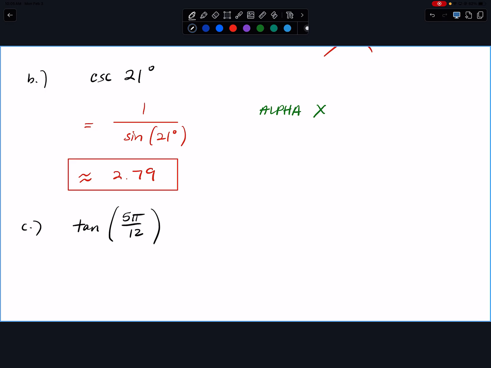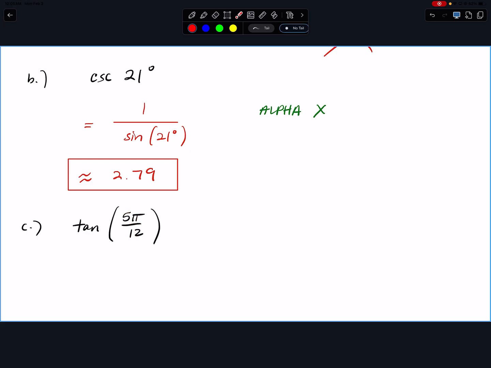Now, notice that there's no degree symbol. If there is no degree symbol, automatically assume it's in radians. Okay? Another way that you guys can assume it's in radians is if there's a pi. So no degree symbol and or a pi in the number, that means radian mode.